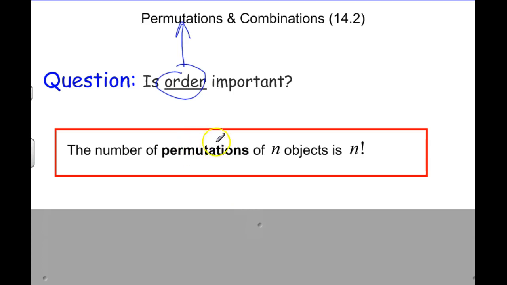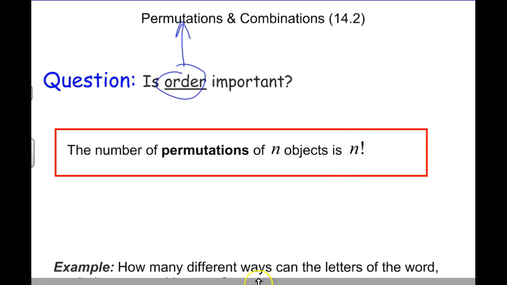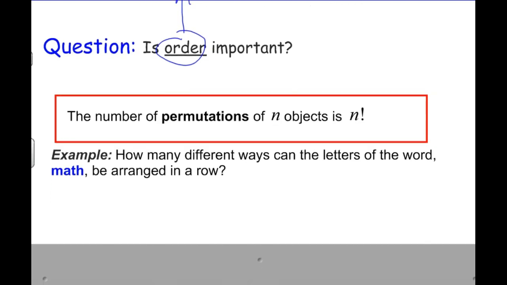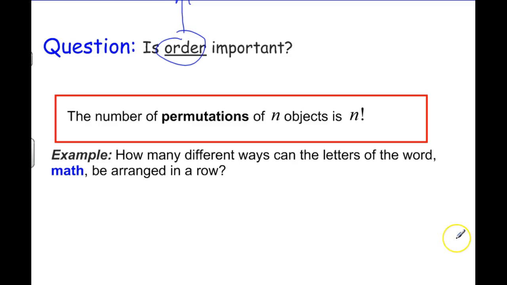So one way of thinking about permutation, when order is important, is you can just use this new kind of thing, the factorial command here. So if the question was something basic like, how many different ways can the letters of the word math be arranged in a row? Well, that's an interesting question. One way of doing this problem, and this may be a long way, but it's a good way to think about it, especially in this developmental stage: let's try to order those letters in as many different orders as we can.